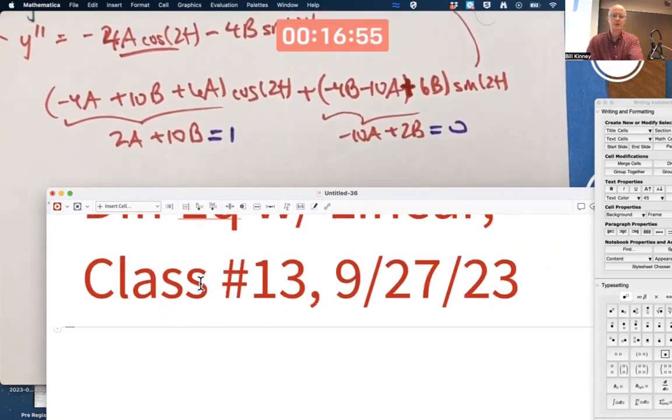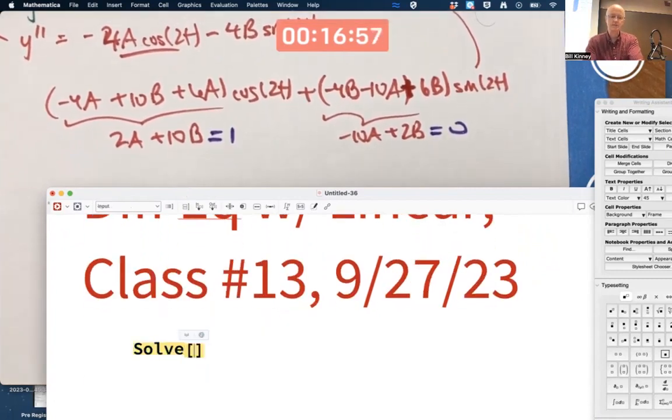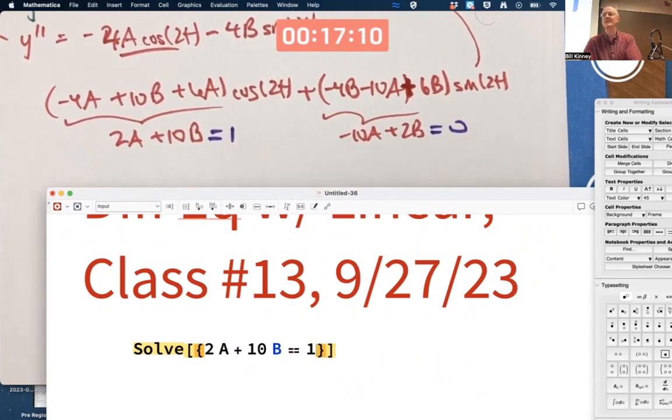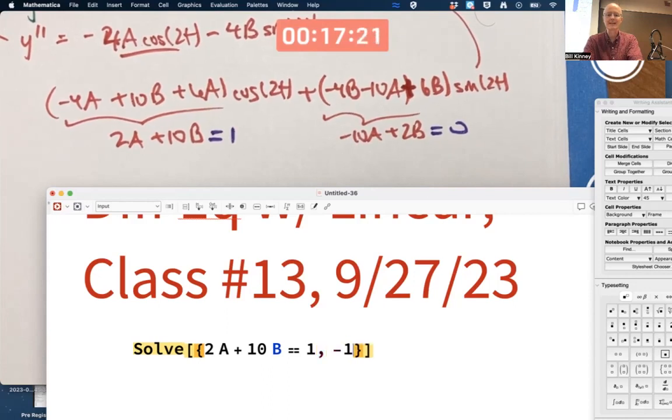Couple ways you could do it. You could do Solve, capital S, square brackets. Put curly braces inside there and type your equations. 2a plus 10b equals 1. When you solve equations in Mathematica, you've got to use double equal signs. If you use single equal signs, it's going to mess it all up. That's the most common mistake here. Use double equal signs when solving equations. Negative 10a plus 2b, double equal sign equals 0.